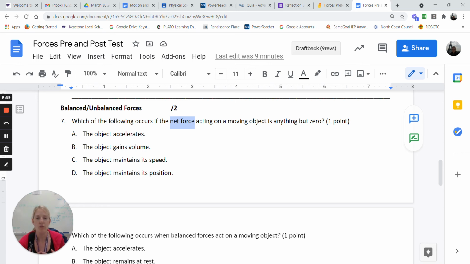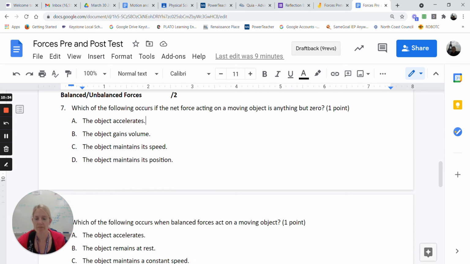So if the net force is not 0, what will happen to the object? Okay, and they're saying that it's already a moving object. So maybe our box, right? Our box is already sliding, but now we push the box. What would it do? So the object would accelerate, right? So if the net force is anything but 0, it will accelerate, which we know means it will speed up, slow down, and or change direction.